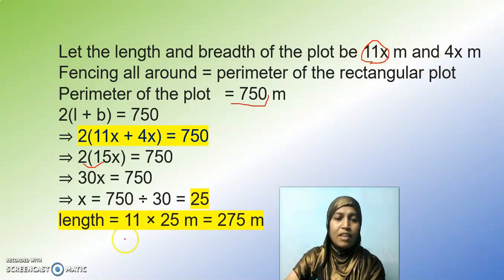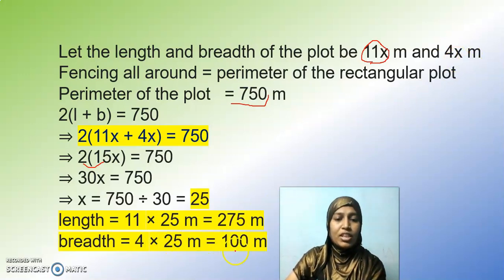So 11x is 11 into 25, which is equal to 275 meter. And breadth is 4x. So 4 into 25 is 100 meter. And this is the measure of that plot.